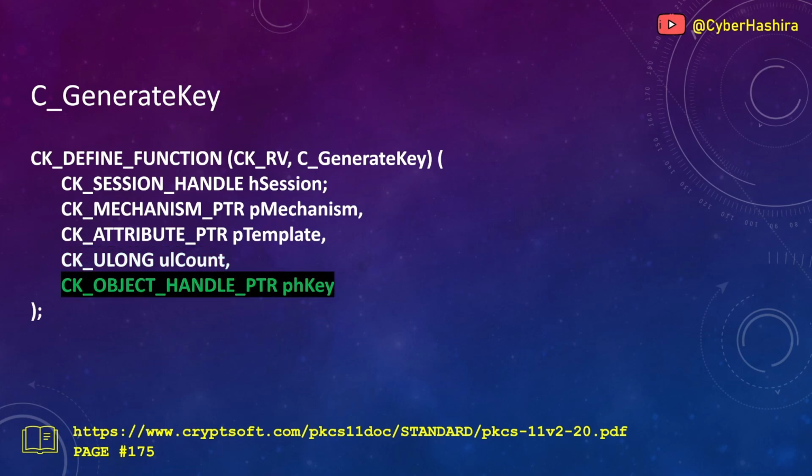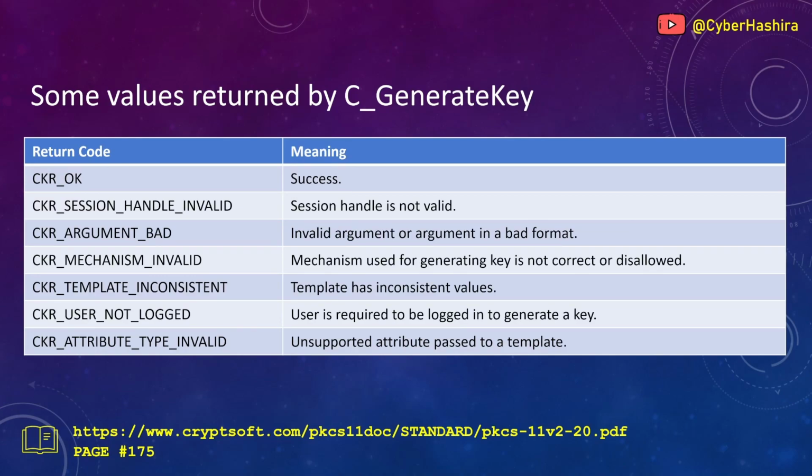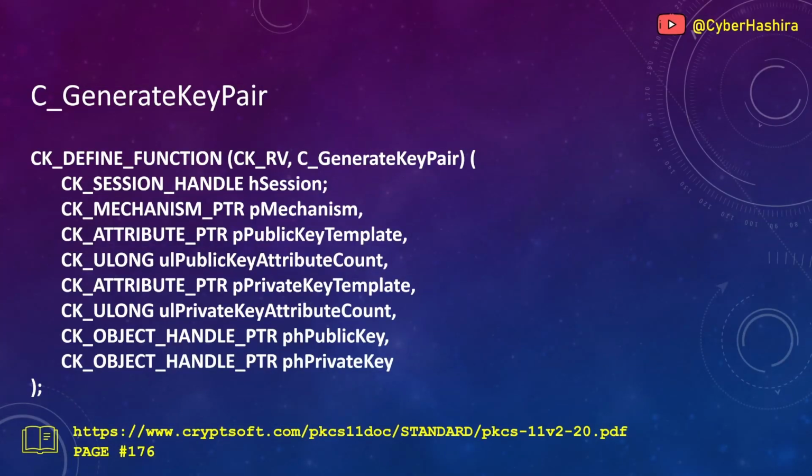The fifth argument is of type CK_OBJECT_HANDLE_PTR. This is a pointer to a variable that will store an object handle. After a secret key is generated, the object handle number of that key will be stored in that variable. And these are some of the return values that C_GenerateKey is expected to return. I have made a separate video about return values, so I'm not going to explain them in this video. Page 175 of PKCS 11 manual has the complete list of return values that C_GenerateKey is expected to return. Moving on. The next function I'm going to talk about is C_GenerateKeyPair.